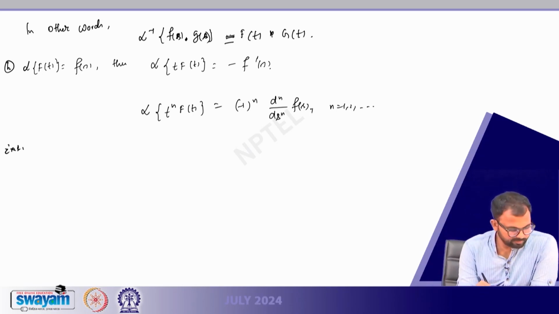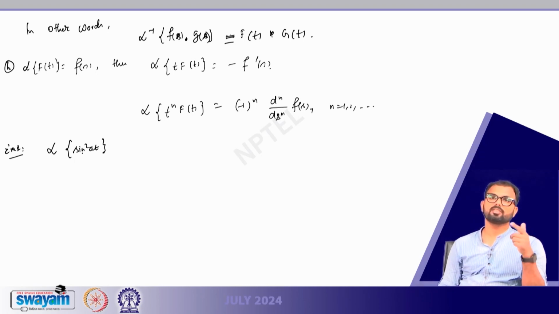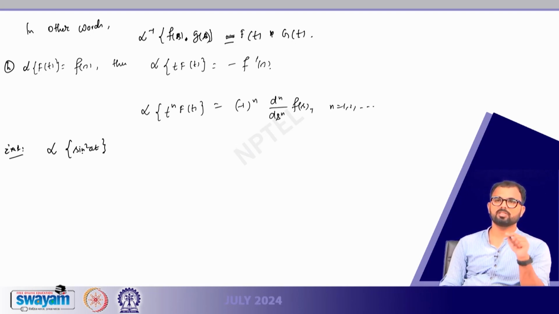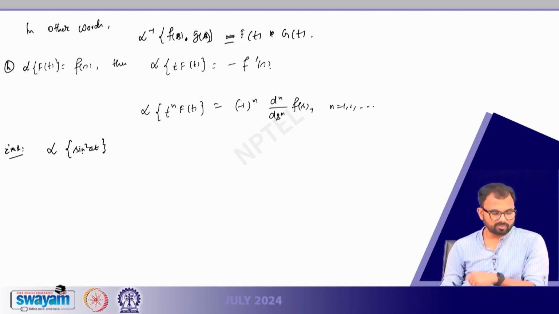So, example 1: find the Laplace transform of sin square at. Obviously, this should be intuitive from when you had sin square x in your integral calculus. What you did, you rationalized with 2 and then wrote 2 sin square x as 1 minus cos 2x, and there you can do the integration very easily. So, here also we will do something similar.